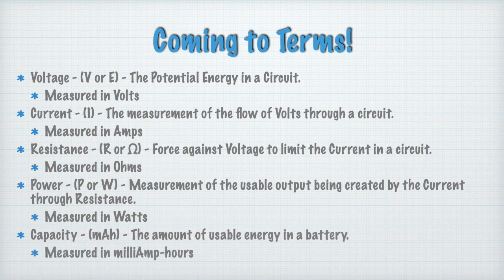And power, which is the measurement of the usable output being created by the current through resistance. And I'll explain that a little bit more when we get into it. And it's measured by the letter P or W, W for watts. And then the capacity, which I'll just touch on briefly, it's the amount of usable energy in a battery. And you only see it in a battery, and I'll show you a few examples here in a little bit. And it's measured in milliamp hours. Anyway, so those are the terms that we're going to be using today.